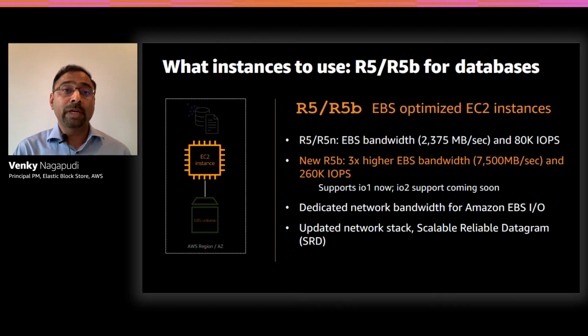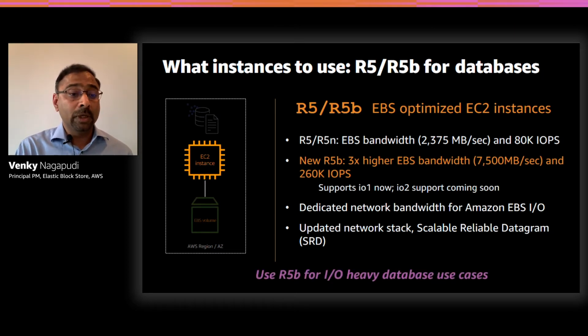And that's because we have what is called the Scalable Reliable Datagram, or the SRD protocol, that ensures that the latency between the EC2 instance and the attached EBS volumes is the lowest possible and consistently low. So for your SQL Server database, we certainly suggest that you use the R5B instance.